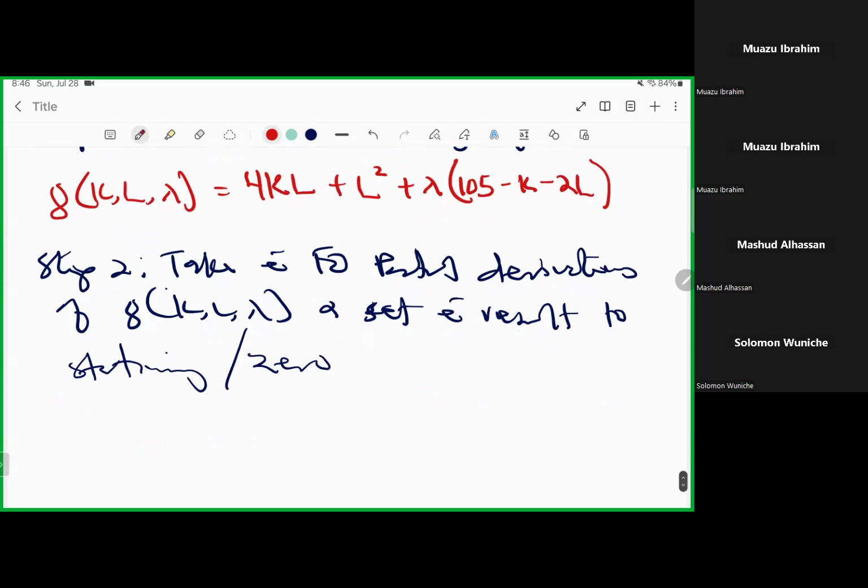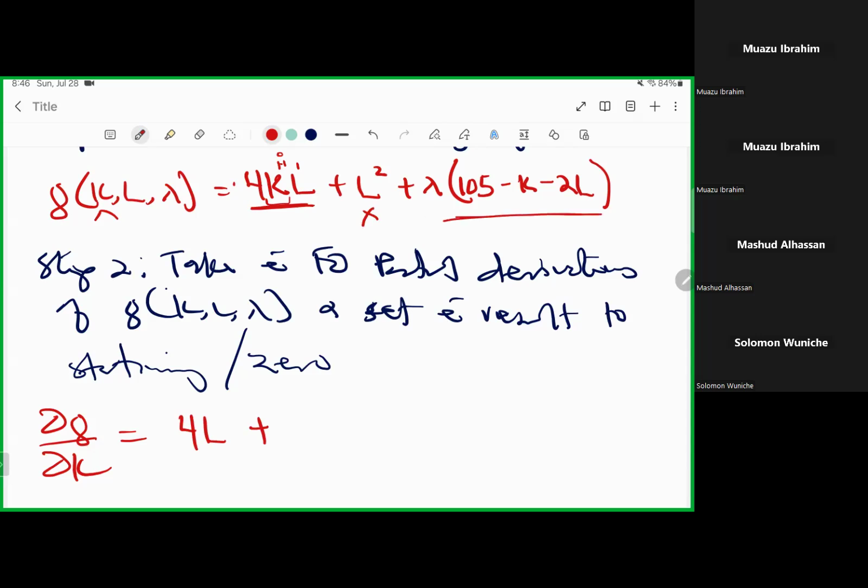So how do we do it? Beginning with capital, we are going to have delta G all over delta K. If you differentiate this with respect to K, which is capital, we will be left with 4L, because here K is raised to the power 1. We bring that 1 here, times 4, K raised to the power 1 minus 1, which will be 0. Any number raised to the power 0 is 1. So we are going to have 4L. Plus, do we have K here? No, so that part will not be there.